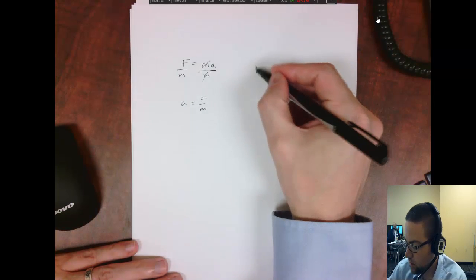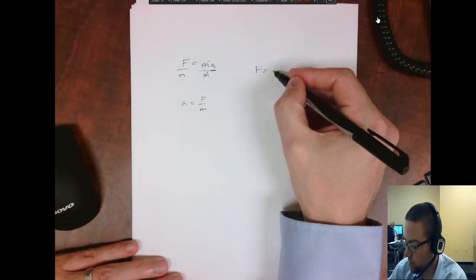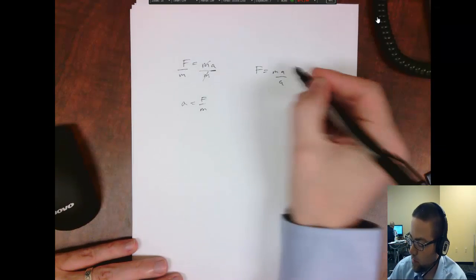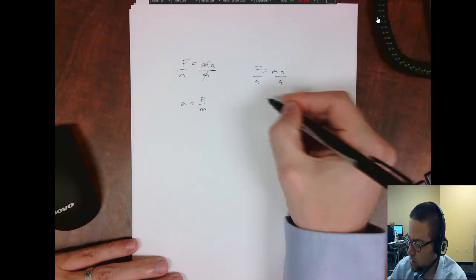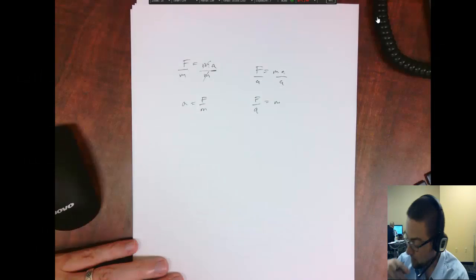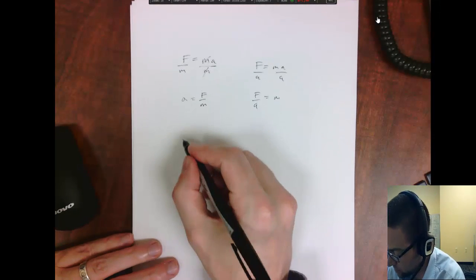And I can do the same thing if I wanted to solve for the mass. So if I want to solve for the mass, I want to turn this into a 1, so I divide by a. So mass is equal to force divided by acceleration. 1 mass, right? Now, what if I gave you something like this?